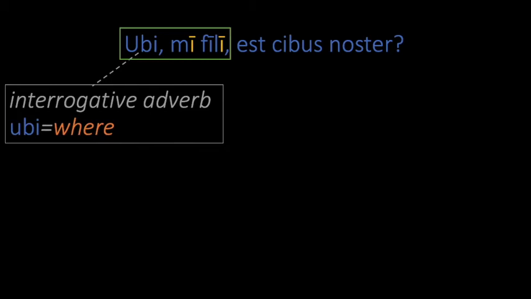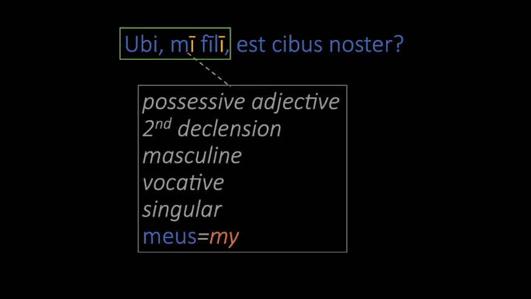Ubi mi fili est cibus noster. The first phrase we will look at is ubi mi fili. Ubi is the interrogative adverb meaning where. Mi may not look like it, but it is actually a form of meus, meaning my, the irregular vocative singular form, to be precise. It is attributive with the noun that follows it.